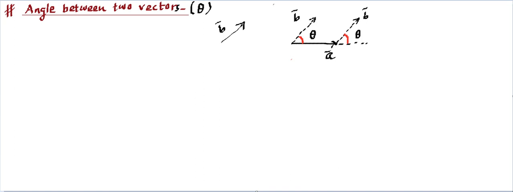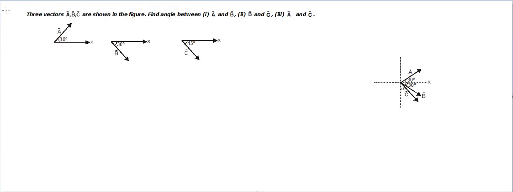Okay. So let's see an example about it. Here is an example. It reads, three vectors A vector, B vector, C vector are shown in the figure. Find the angle between 1) A and B, 2) B and C, 3) A and C. So this is A vector, this is B vector, this is C vector. For all cases, the x-axis has been indicated for reference purposes.